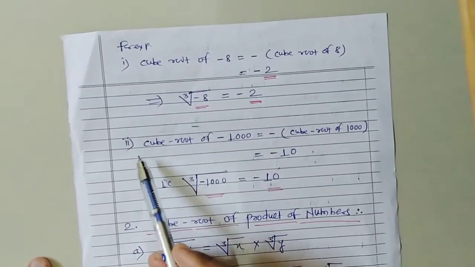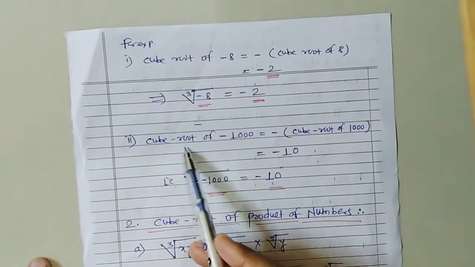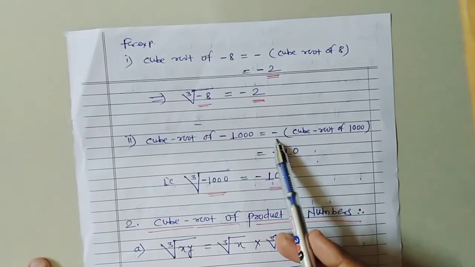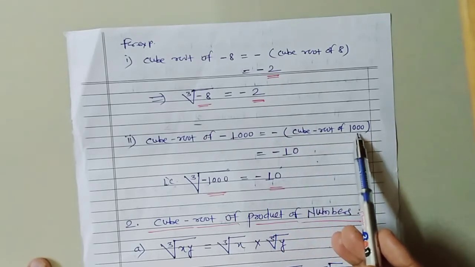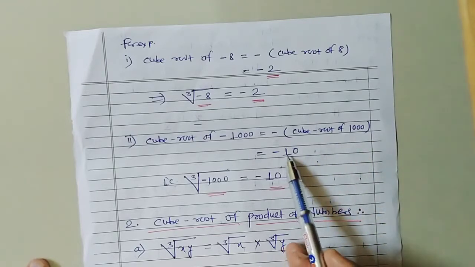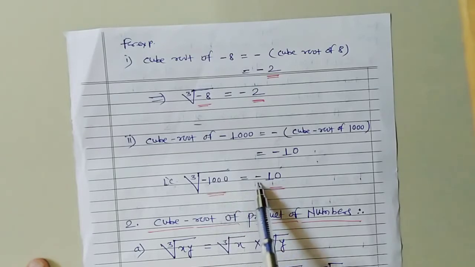Another example, cube root of minus 1000. We have to find out the cube root of minus 1000. Which is equal to minus, in bracket, cube root of 1000. The cube root of 1000, we know, is 10. So therefore the cube root of minus 1000 is equal to minus 10.